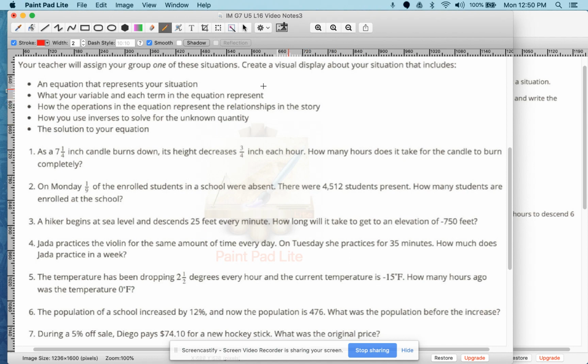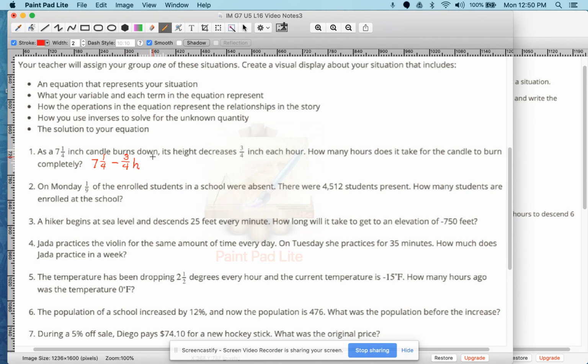The first thing we need to do is write an equation that represents that situation. And the equation would be, we have a 7 1/4 inch candle, and it's burning down. That means it's going down, so we're going to subtract. How much is it decreasing? Well, it's decreasing 3/4 of an inch every hour. So it's going to decrease 3/4 times every hour.